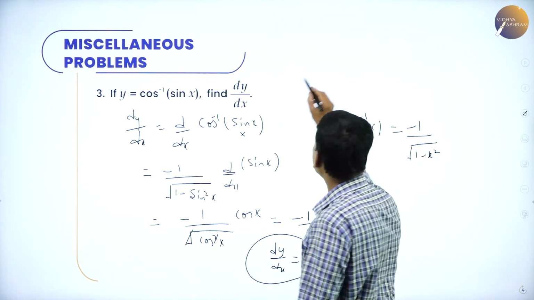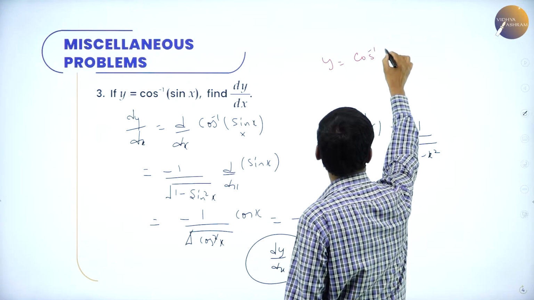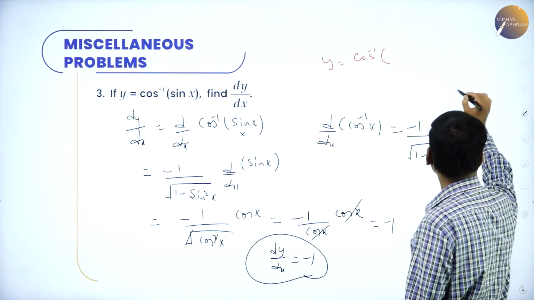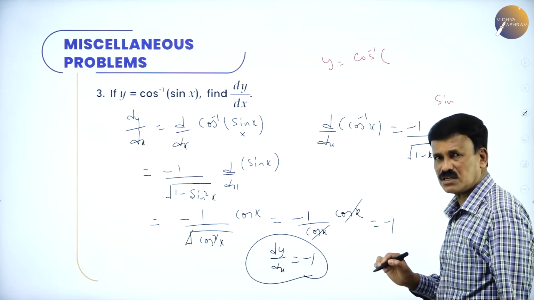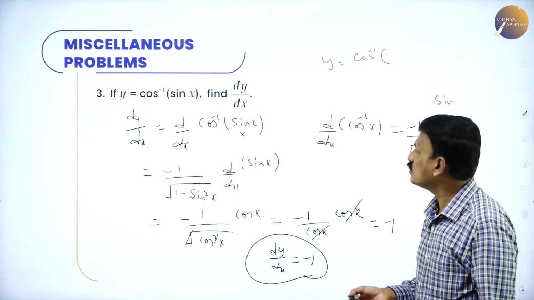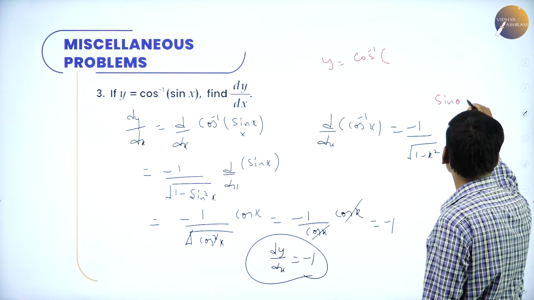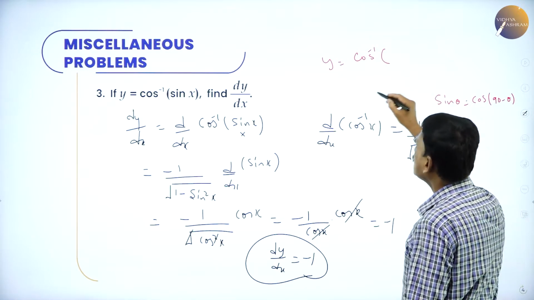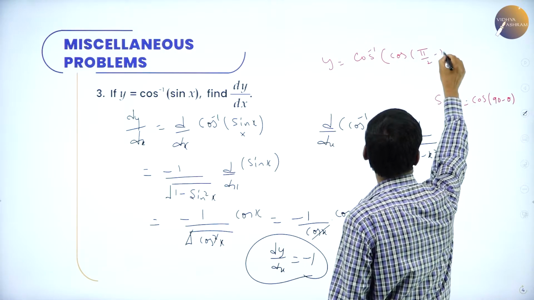Now the same problem, y is equal to cos inverse sin x. Let us convert sin to cos. So you know the formula: sin of 90 minus theta is equal to cos theta, and cos of 90 minus theta is equal to sin theta. Now let us convert sin to cos. Sin theta can also be written as cos of 90 minus theta. This can be written as cos of pi by 2 minus x.